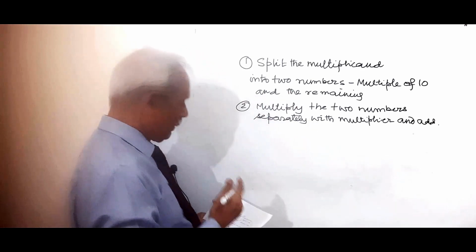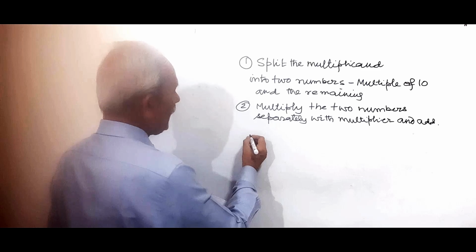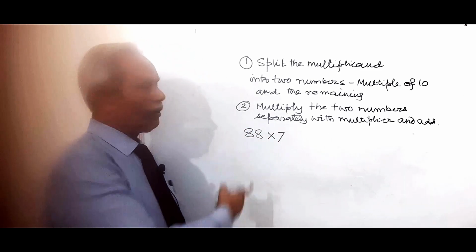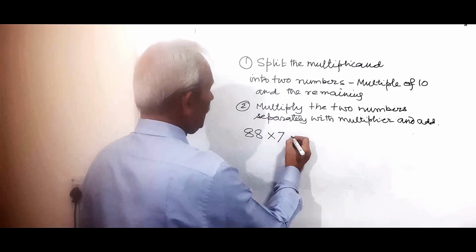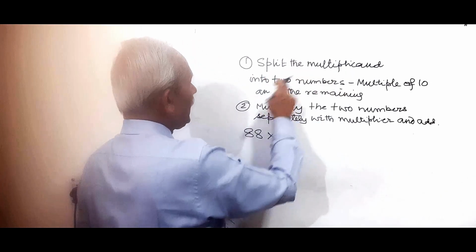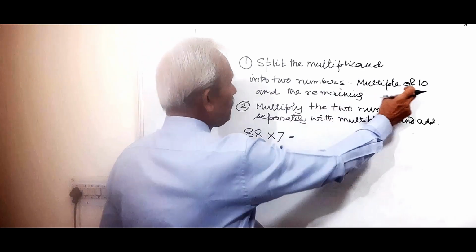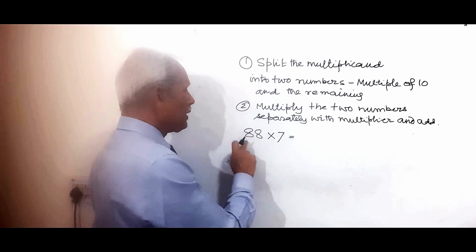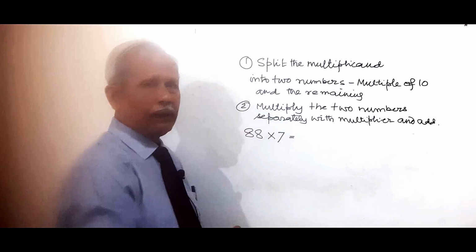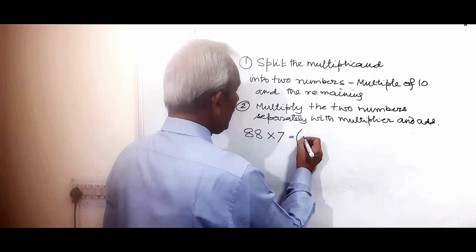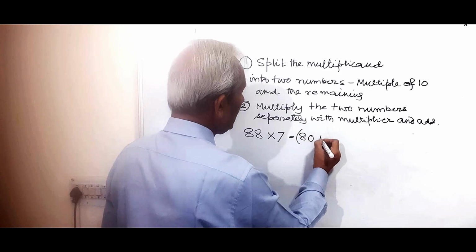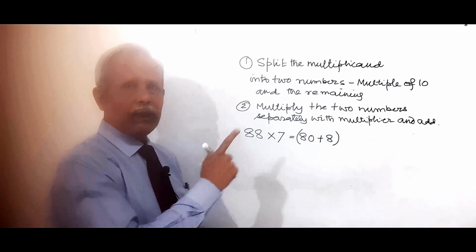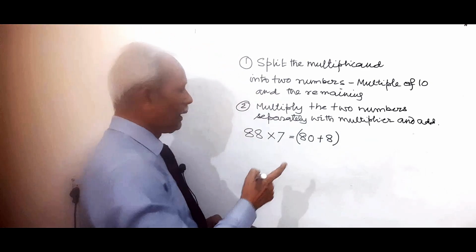For example, let me take an example of, say, 88 into 7. Now let us follow this, what we have said. 88 into 7. So what we do is split the multiplicand into two numbers. One is multiple of 10 and the remaining. Now here multiplicand is 88, multiplier is 7. The 88 is being separated into two numbers, multiple of 10, that is 80, and the remaining number 8. 80 plus 8. 88 is split into two numbers, 80 plus 8 into 7.